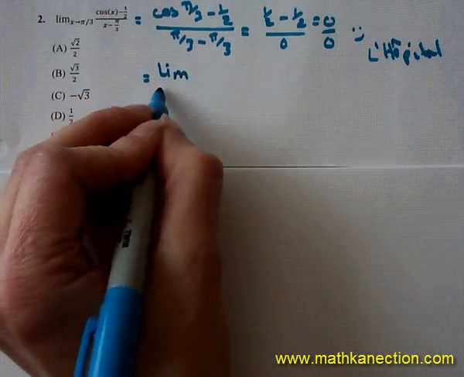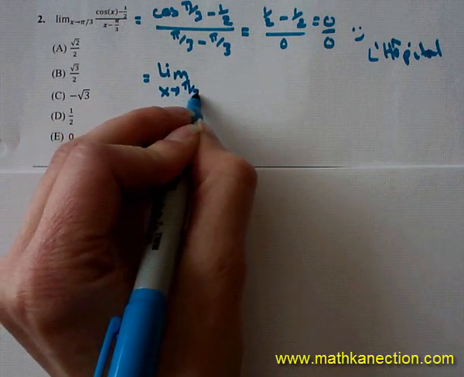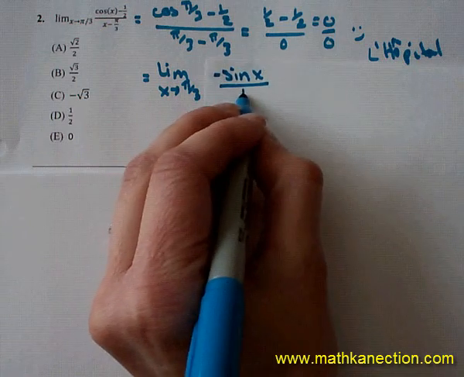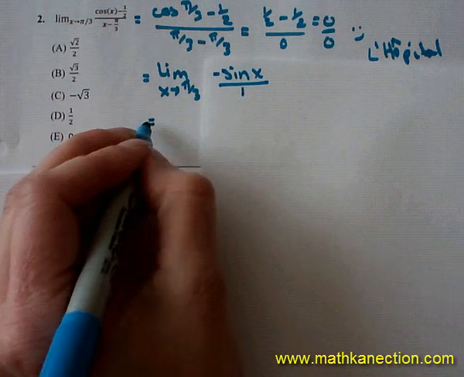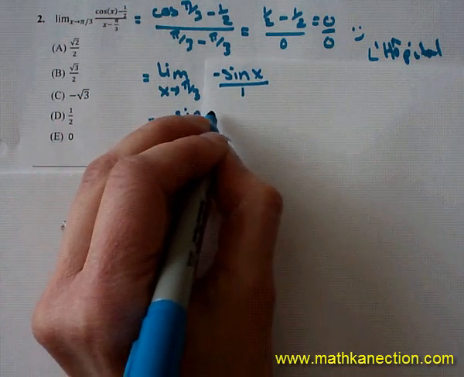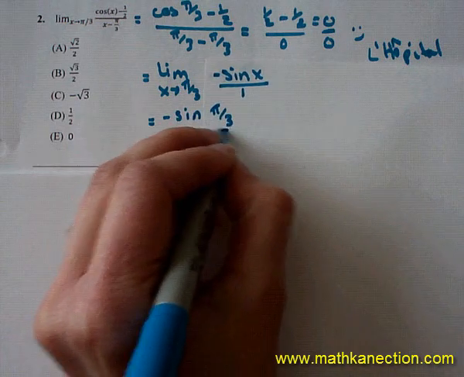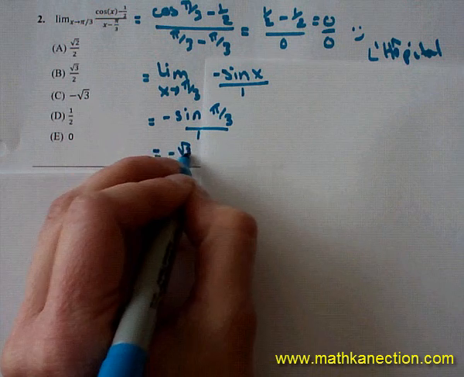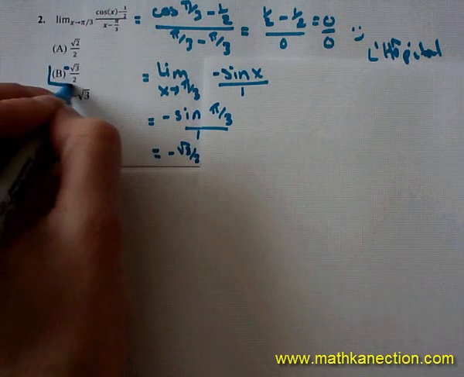So the limit as x approaches pi over 3, taking the derivative of cosine, which is negative sine of x, and derivative of x minus pi over 3, which is just 1. Then replacing in the value of pi over 3, we have negative sine of pi over 3, which is negative radical 3 over 2. And so then that's letter B.